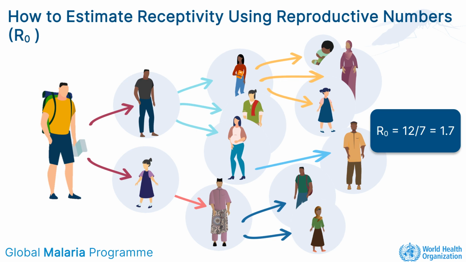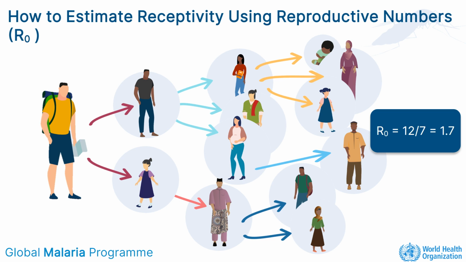So the reproductive number, R0, is calculated as the average number of secondary infections, or 12 divided by 7 primary infections, which equals 1.7 in this instance. Therefore, for every index case, there will be an average of 1.7 secondary cases. This gives us a measure of the receptivity of malaria.